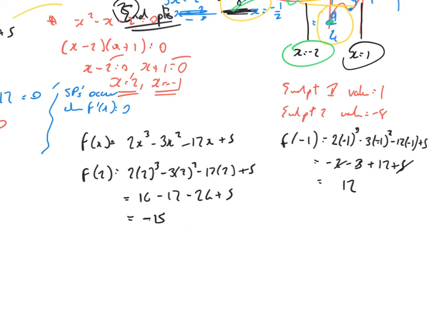Okay, so here's my 4 results. Endpoint 1, endpoint 2, turning point, and another turning point. Okay, what's the least value? Well, it's definitely minus 15. So the min value is minus 15. As we can see, the max value is equal to 12.